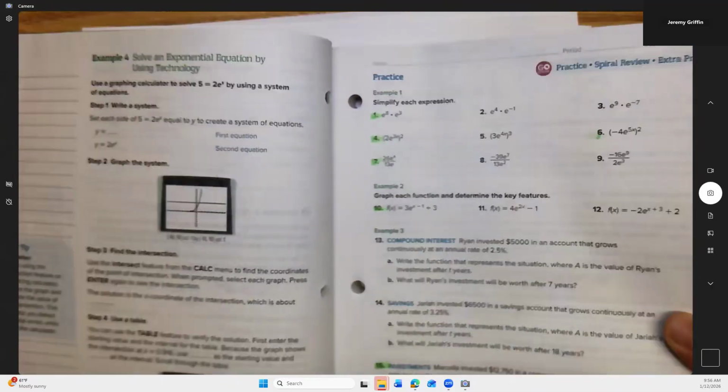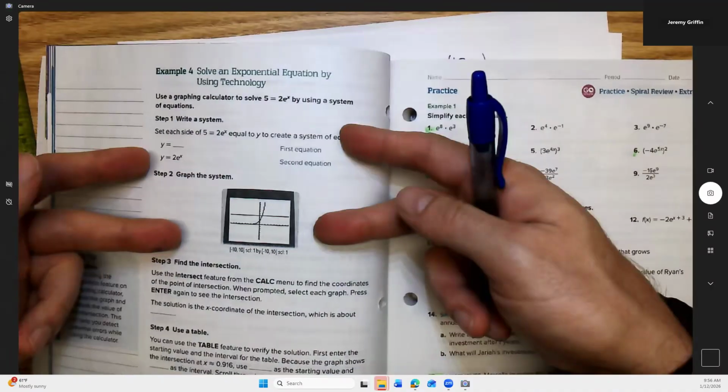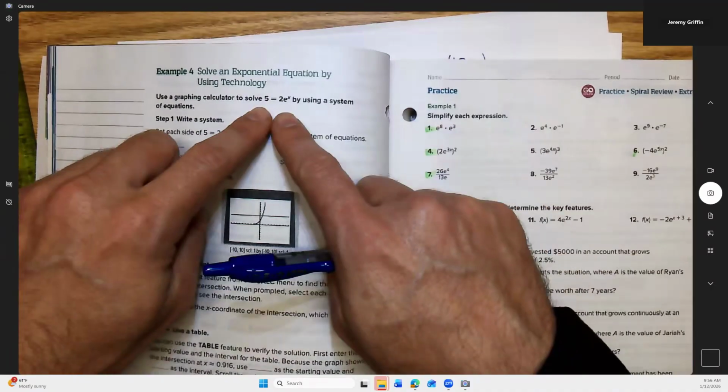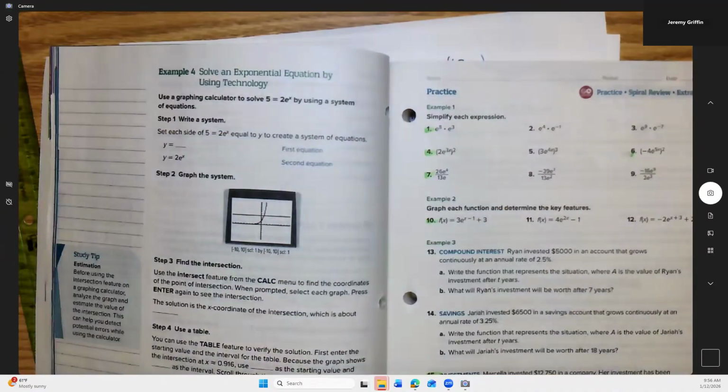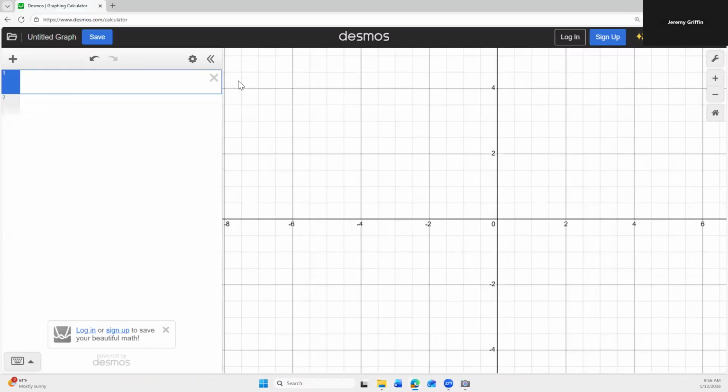We'll do a couple other examples with you guys from the book. One is that they do talk about graphing. So let me show you guys a graphing example. So 5 equals 2e to the x. How do you solve that? So I can solve this graphing with Desmos. Bring this up here.